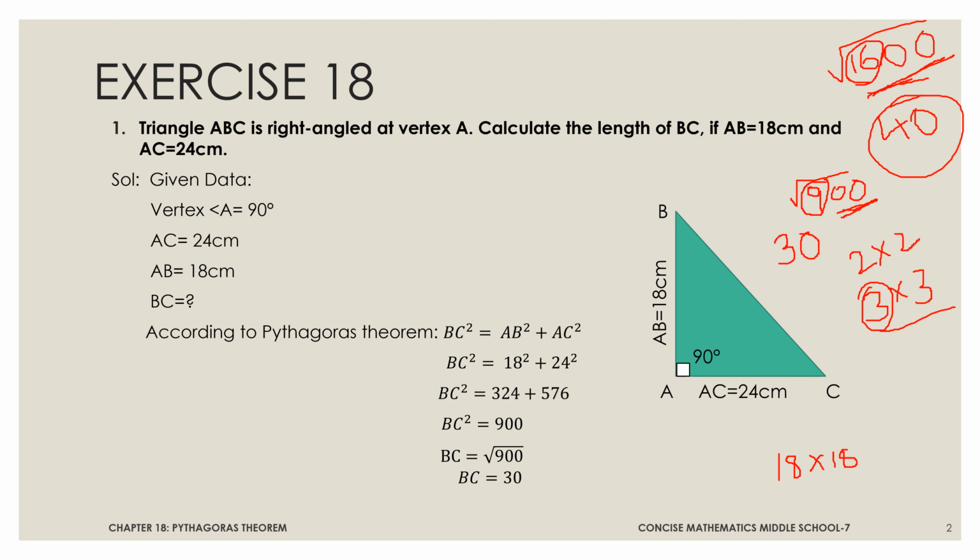So BC is equal to 30. In my next videos, I will be teaching you short methods to find out the square roots.